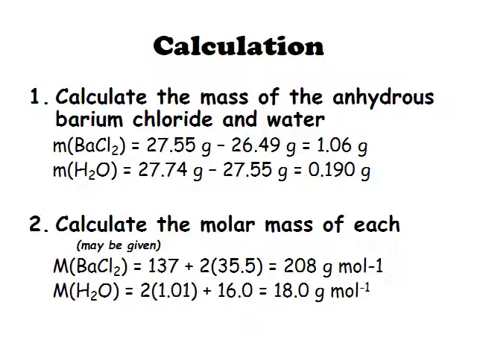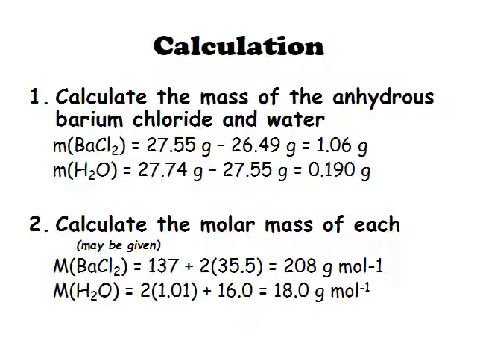Okay, so the first thing you have to do is calculate the mass of the anhydrous barium chloride and the water. So that's when all the water's been removed. Okay, so there's 2 things: the anhydrous barium chloride, when all the water's been removed, and the water, which has been removed. So to work out the mass of your anhydrous barium chloride, you take the mass of the crucible and the lid with the barium chloride after the second heating, when all the water's been removed, and subtract from it the mass of the crucible and the lid. So that means that the amount of barium chloride without any water is 1.06 grams.